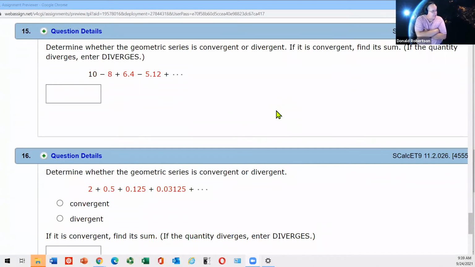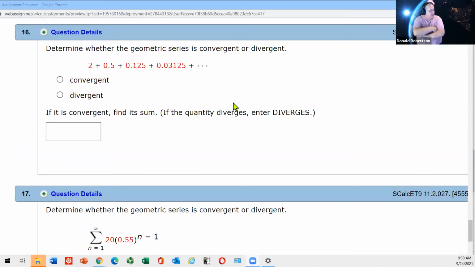Question 15. What is the R value for that geometric series? (8/10). Okay, which is -4/5. Would you agree its absolute value is less than 1? So it converges. And won't the A value be 10? And then off you go and do the rest.